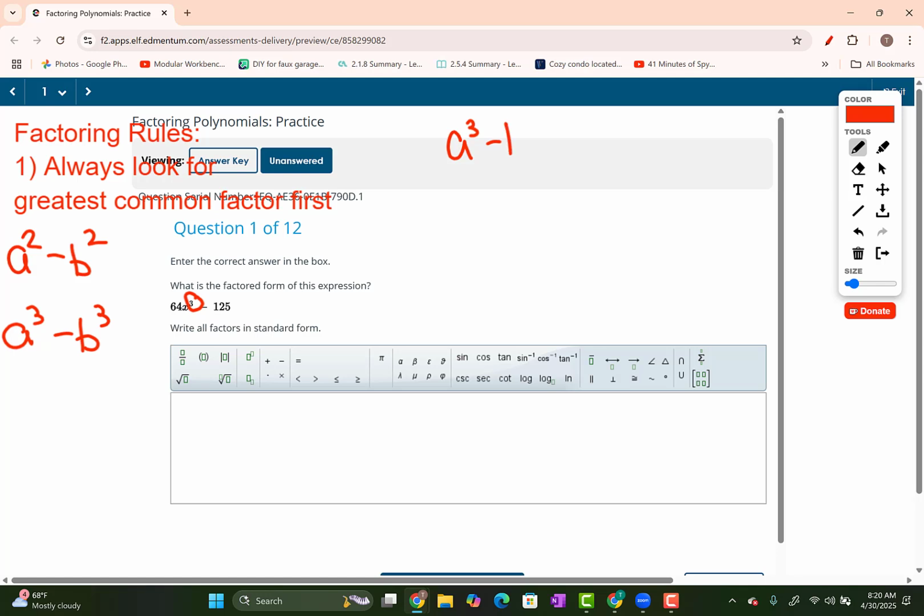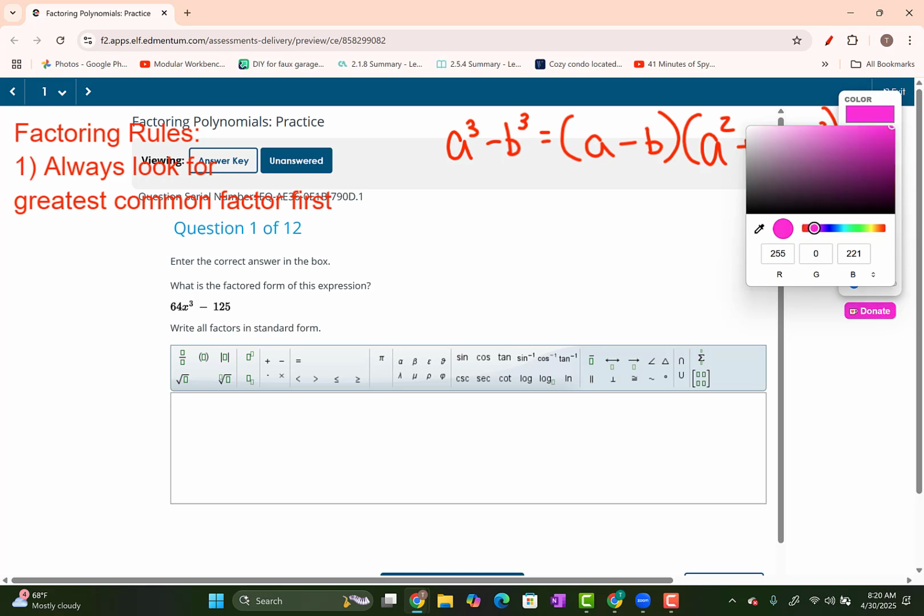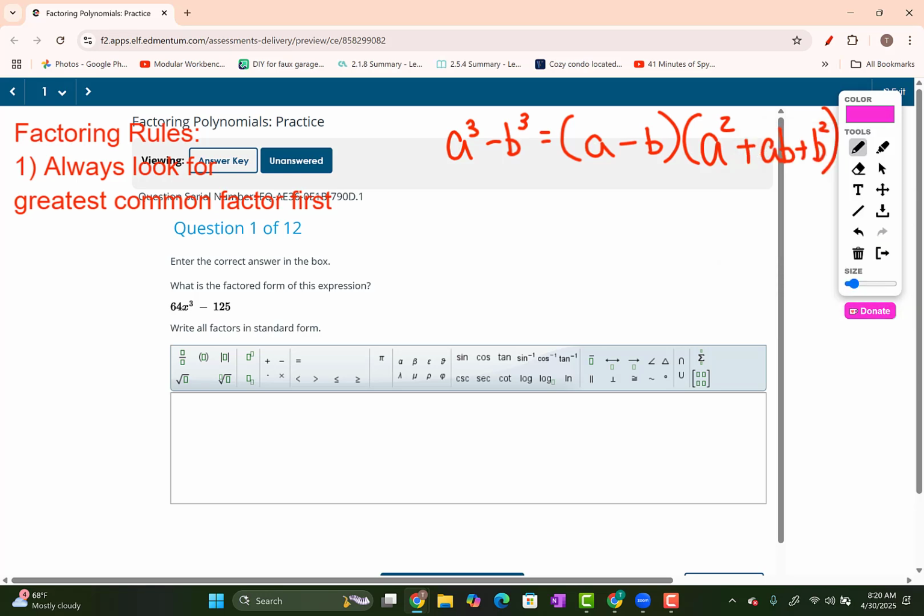And this is really just a formula you have to memorize. If you're given a problem in this format, the factors are going to be a minus b, and then a squared plus a times b plus b squared. The key to solving this problem is we need to figure out what a and b are. So our a cubed minus b cubed is 64x to the third minus 125.